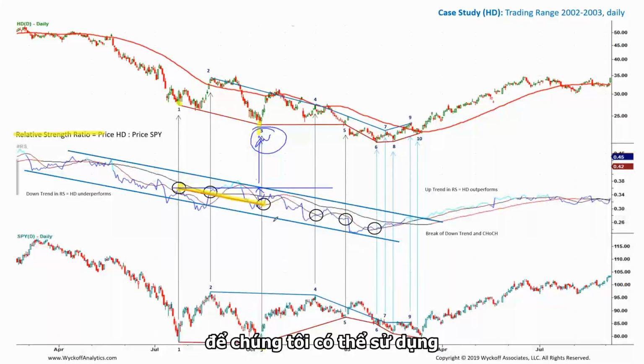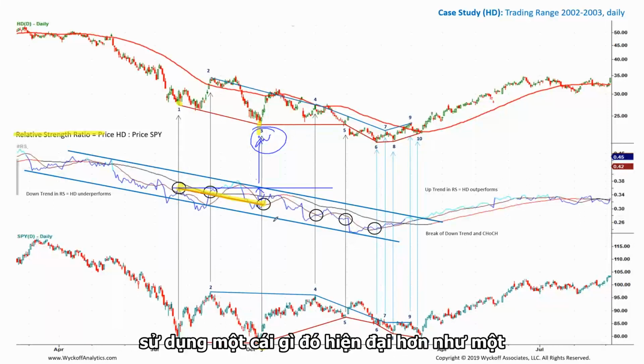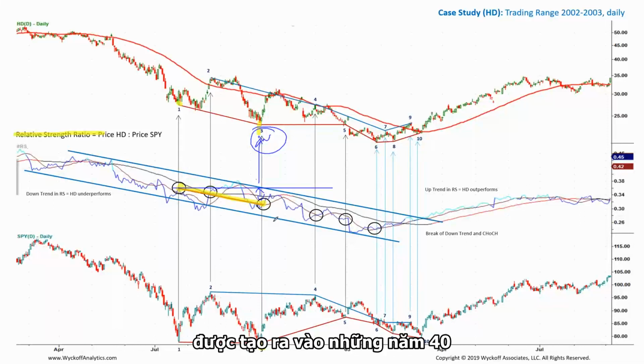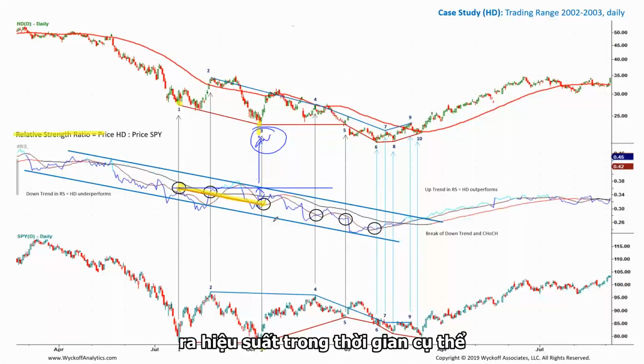So we could use the comparative analysis that Wyckoff used 100 years ago, or we could use something more modern, like a relative strength ratio line that I believe was created in the 40s or 50s, and that is very much an institutional tool. Institutions create a lot of systems based on relative strength performance. They apply this relative strength to stocks, groups, and sectors, and the money goes there, and their systems are based in a lot of cases on this relative outperformance during a specific period of time.